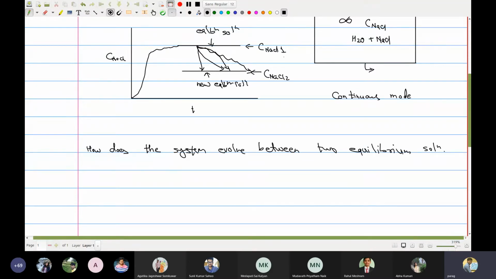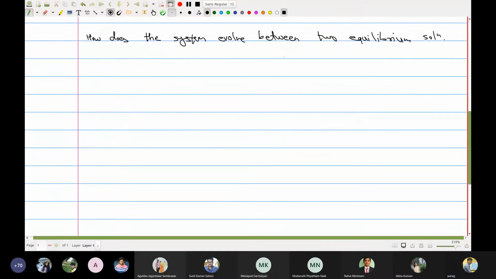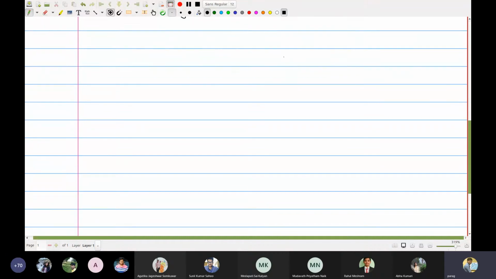What is the behavior of the system, or how does the system evolve between two equilibrium solutions? A good way to analyze the dynamics between two equilibrium solutions is transform domain modeling. Okay, so let's first, as usual, start with a first order system. So let's analyze first order dynamics.